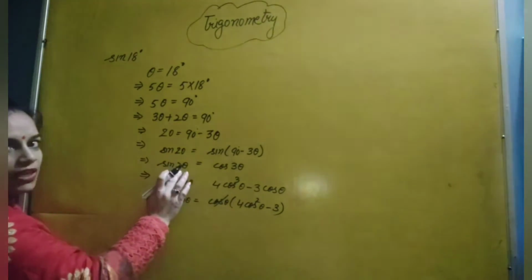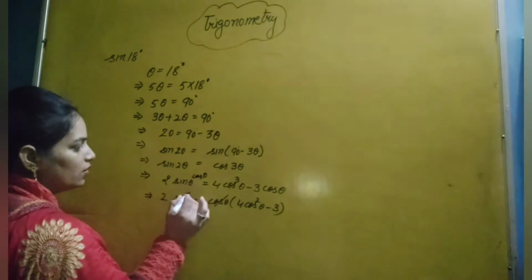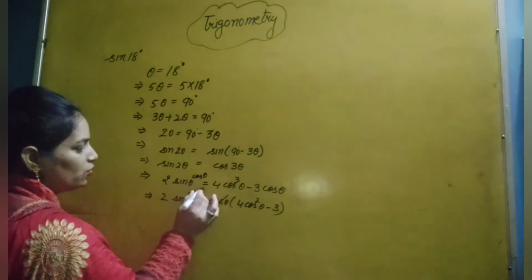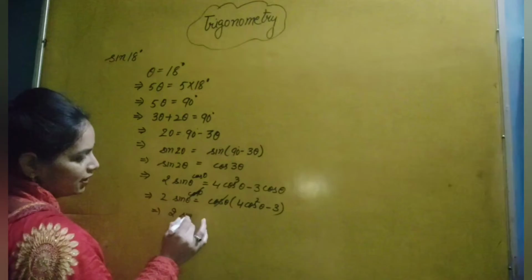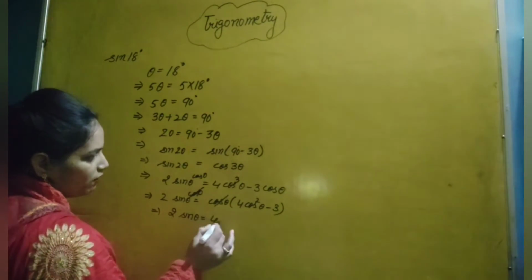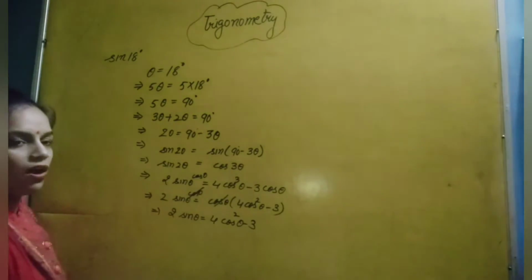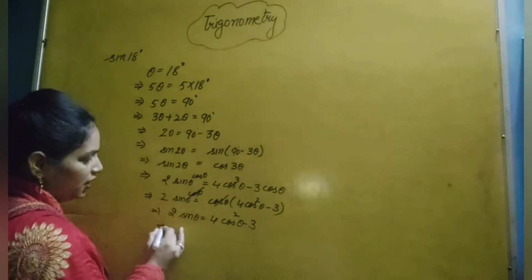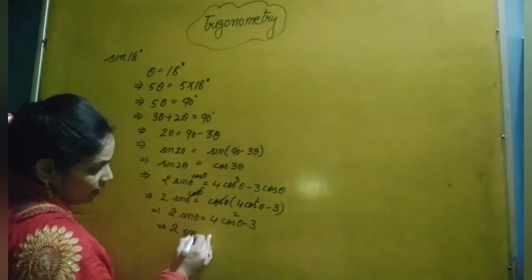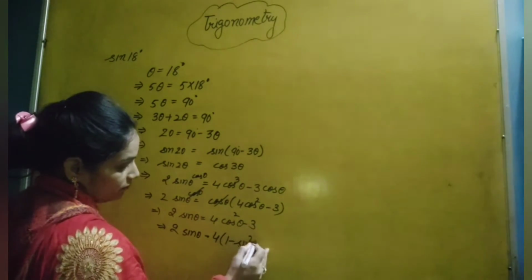The identity of sine 2 theta is 2 sine theta cos theta. Now from both sides cos and cos will be cancelled out. At last 2 sine theta will be equal to 4 cos square theta minus 3. Now in the place of cos square theta I will take 1 minus sine square theta, because cos square theta is equal to 1 minus sine square theta.